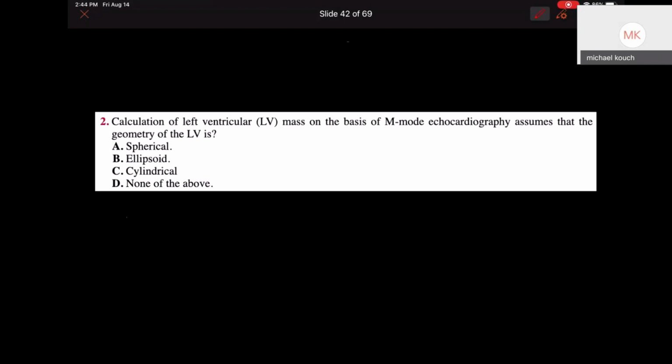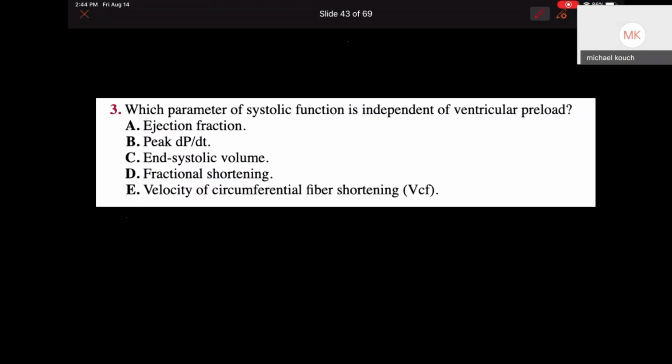I think it's cylindrical. Okay. Ellipsoid. So we got one for cylindrical, one for ellipsoid. Mike? I was going to say cylindrical. We got two for cylindrical. All right. B. There we go. There's a lot of B's over here. I love it. So the answer there is ellipsoid. Guess you're not unique. No.